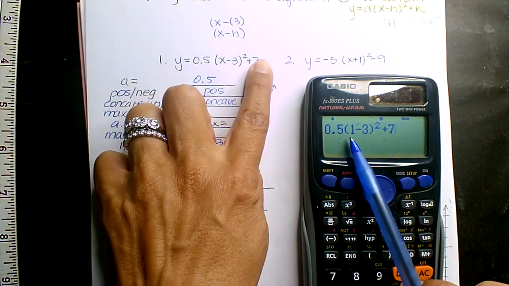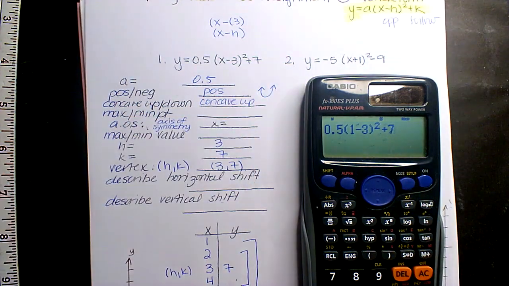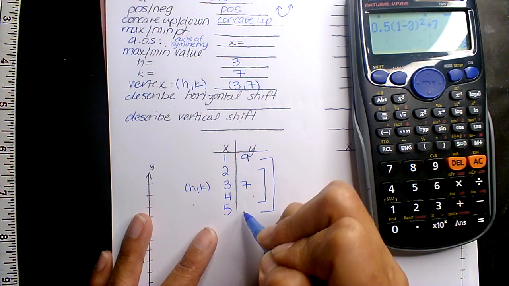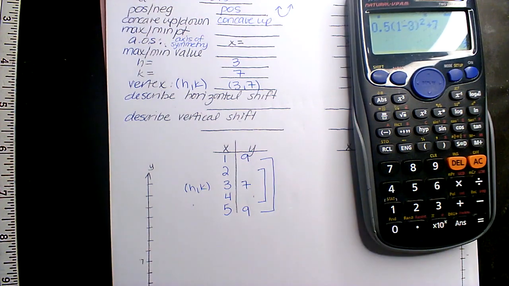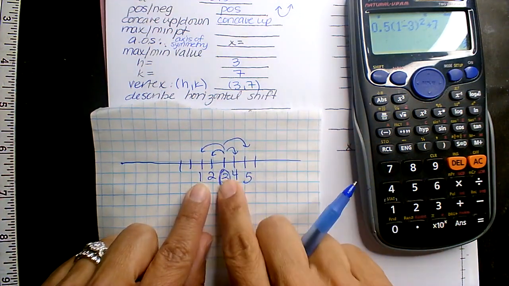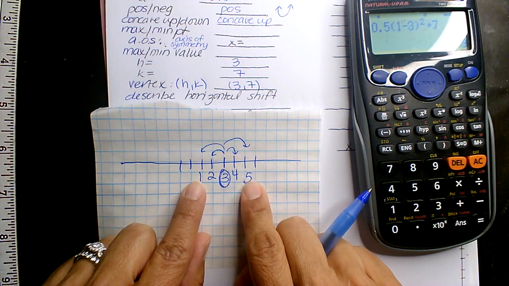Everything else stays unchanged. Okay, hit equal. Are you guys okay? Hit equal, and I get 9. And so that means 1, 9 is the same as 5, 9, because they are both equally distant from this 3. If this is your 3 value, 1 and 5 are both 2 units to the left, 2 units to the right. They're going to have the same output value.